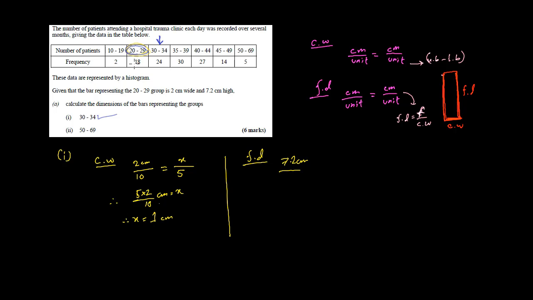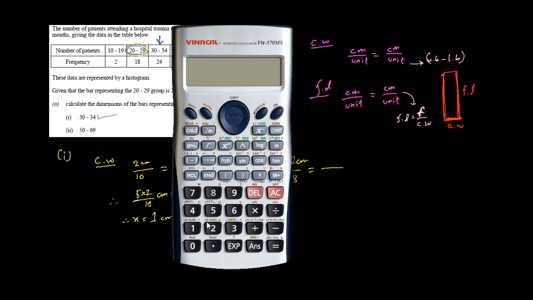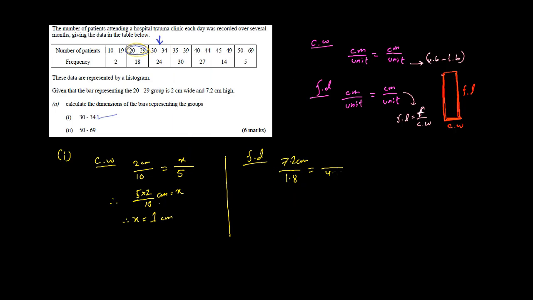So the unit is going to be frequency divided by class width. Now this one has a class width of 10 and this is the frequency, so frequency divided by class width, 18 divided by 10, is 1.8 units, equal to the height of this one. Remember we're still in number 1, so for the height of this one, we need to know the frequency density unit. So 24 divided by 5, since the class width is 5, is going to be 4.8. So this would be 4.8 unit.